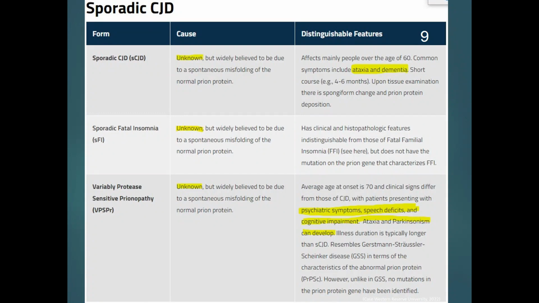The next couple of slides will go through some differences on the types of CJD from Case Western's resource on CJD, as they are our local surveillance center. Sporadic CJD has an unknown etiology. It can present with features of ataxia and dementia. Sporadic can have a later age of onset than other types and present with psychiatric symptoms including speech deficits and cognitive impairment.